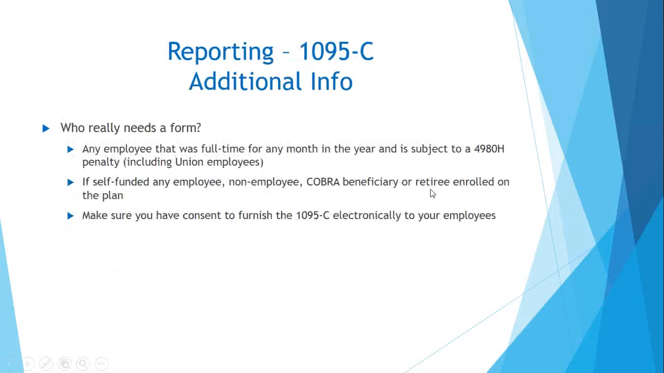So the employees that really need a form is any employee that was full-time for any month during the year and is subject to a penalty, including union employees, so make sure you are reporting on them. If you're self-funded, any employee, non-employee, COBRA beneficiary, retiree that's enrolled in your plan needs a form. If you're sending these out electronically, make sure you have consent. That is also part of the instructions. It's within the first couple of pages, how to obtain electronic consent from your employees.